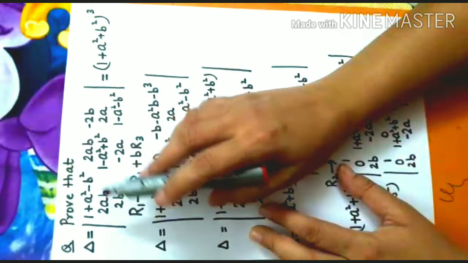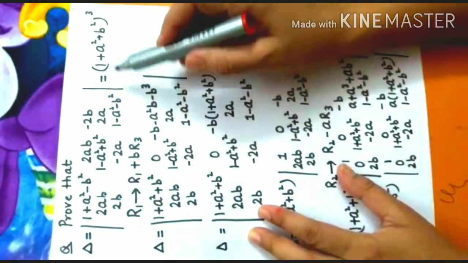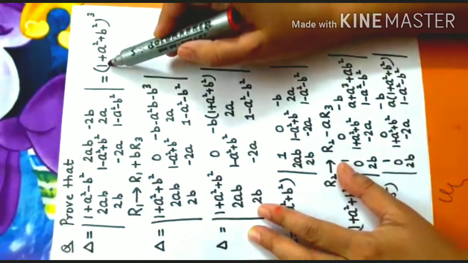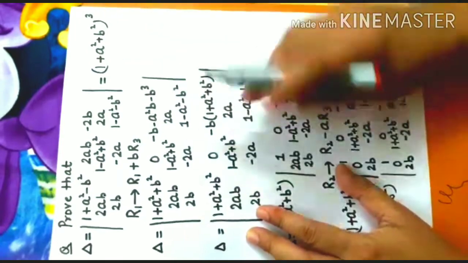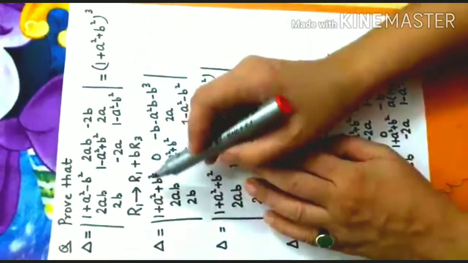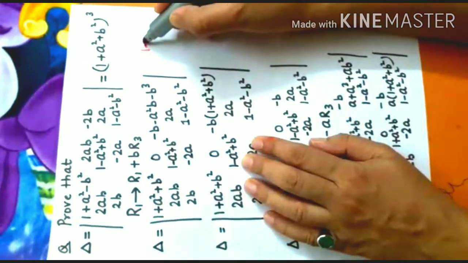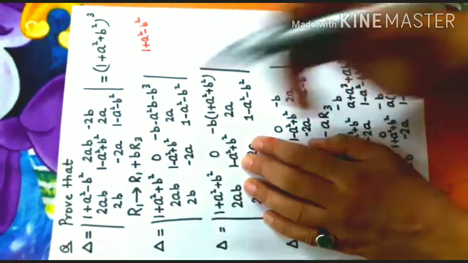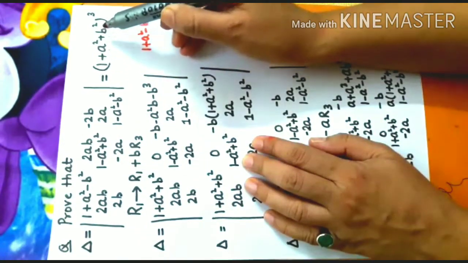Let us take another question. Prove that this determinant is equal to the cube of 1 plus a squared plus b squared. Now look here. It is 1 plus a square minus b square. I want 1 plus a square plus b square.